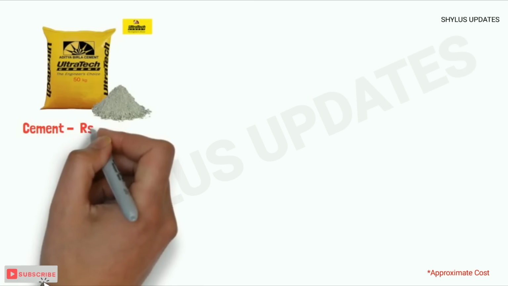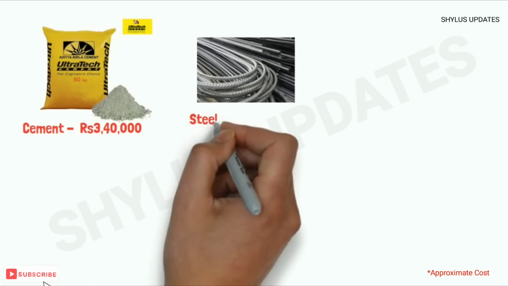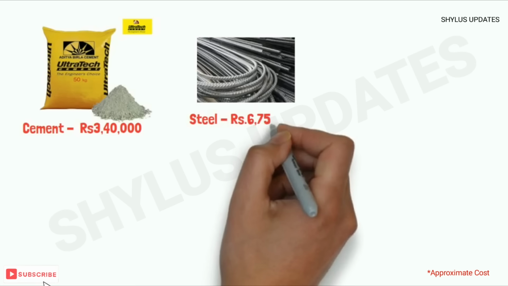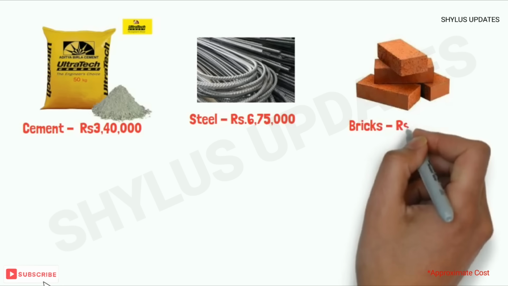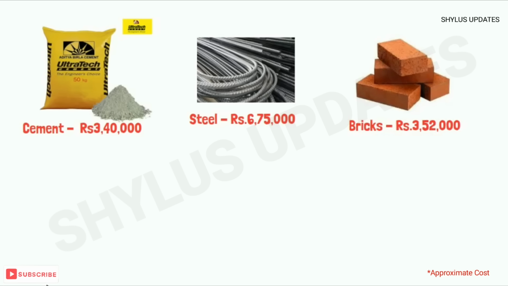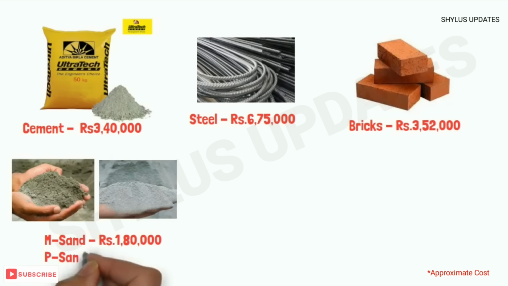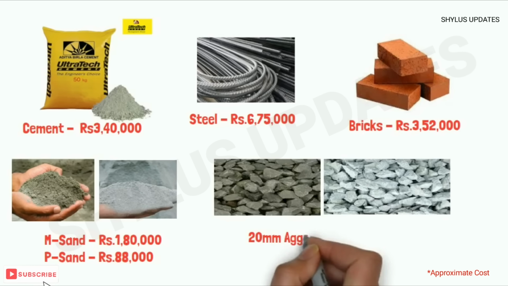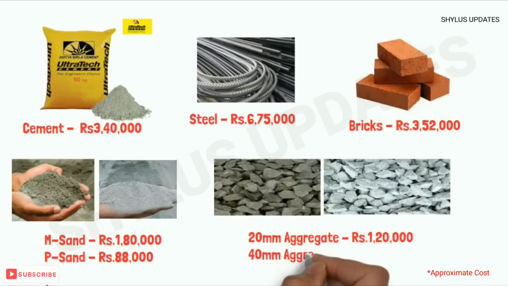Cement, rupees 3,40,000. Steel, rupees 6,75,000. Bricks, rupees 3,52,000. M-sand, rupees 1,80,000. P-sand, rupees 88,000. 20 mm aggregate, rupees 1,20,000. 40 mm aggregate, rupees 30,400.